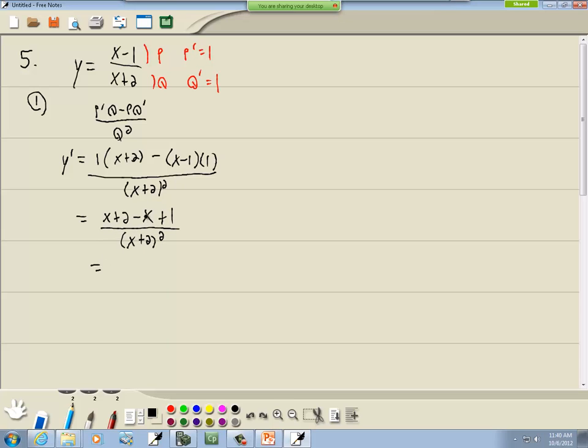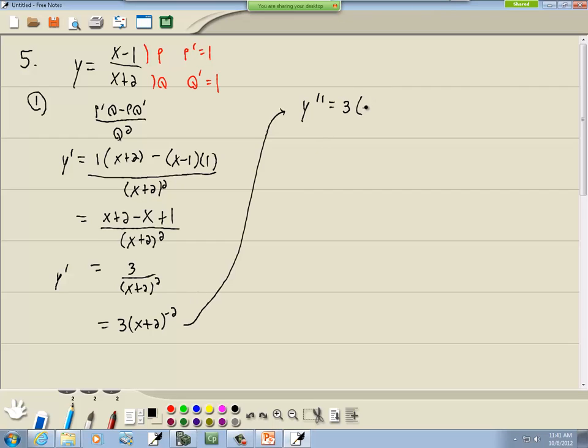Now x minus x drops away, so that's gone. 2 plus 1 is 3, over x plus 2 squared. Now I could actually rewrite this as 3 times x plus 2 to the negative 2 power. If you've got something to a power, you take it opposite where it's at in a fraction, and the sign of the exponent changes. And now to find our second derivative, we can use the chain rule.